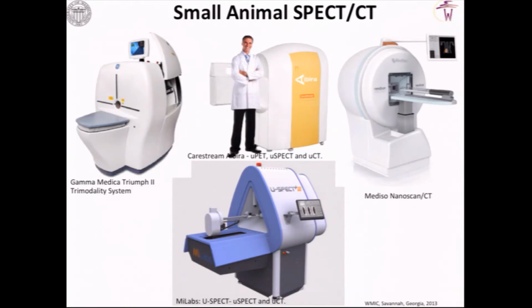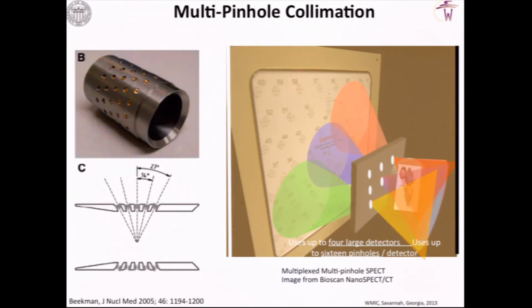Again, there are a lot of small animal SPECT/CT systems on the market right now. Dennis already talked about this, but one of the really nice things about these systems is the use of multi-pinhole collimators, where you're able to get super high spatial resolution. They use multiple pinholes in order to get reasonable imaging sensitivity to collect your images. These are two different versions of the multi-pinhole collimators used by different manufacturers.